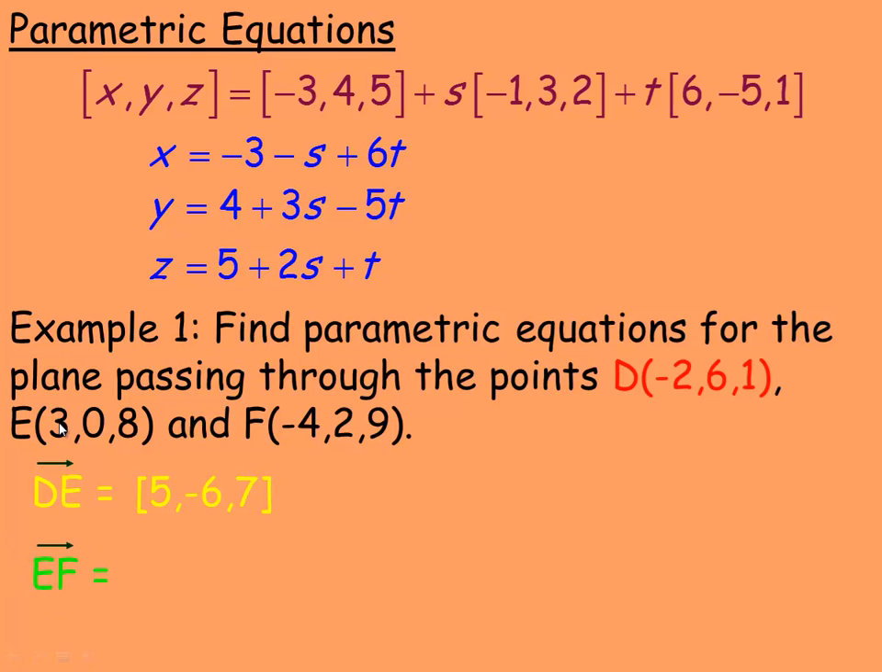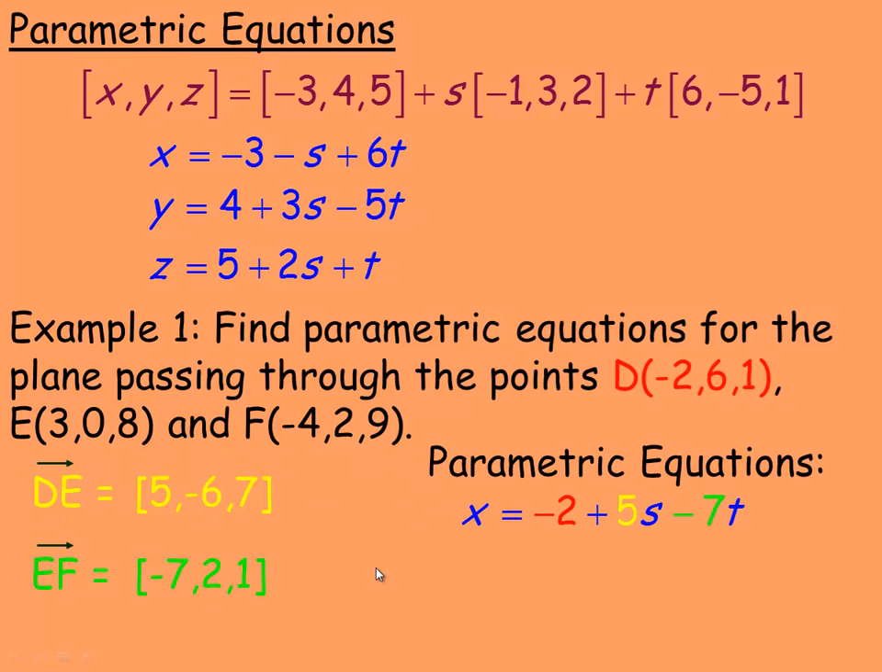EF would be the vector that goes from E to F. So we subtract the coordinates and we would get EF to be -7, 2, 1. Now, I could use different vectors. I could use, instead of DE and EF, I could use, for example, DF or FE. FE would just be the opposite of this. But any two vectors that are parallel to the plane will do.